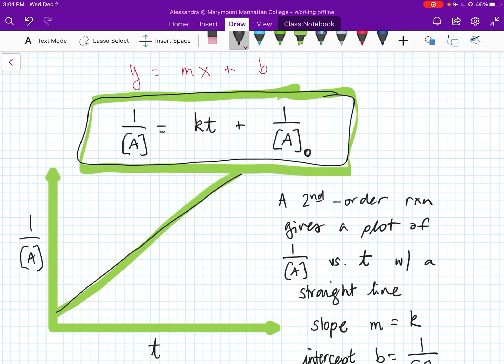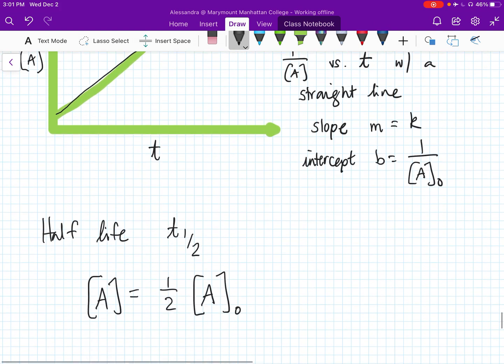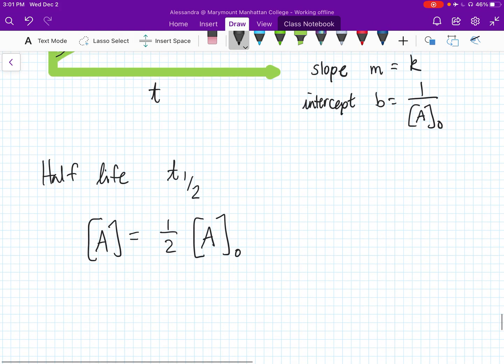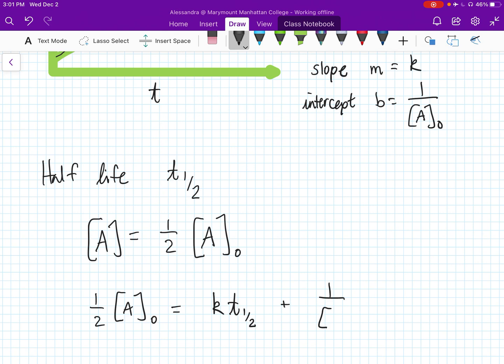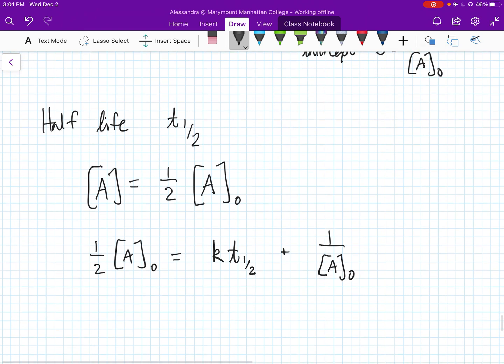Okay, so we want to take that 1/2 A0 and plug it in. So if I put 1/2 A0 on the left side, that's going to be equal to K times T, and then in this case, the T is specifically T 1/2. The intercept is still 1 over A0. So I can collect the terms of this on both sides.